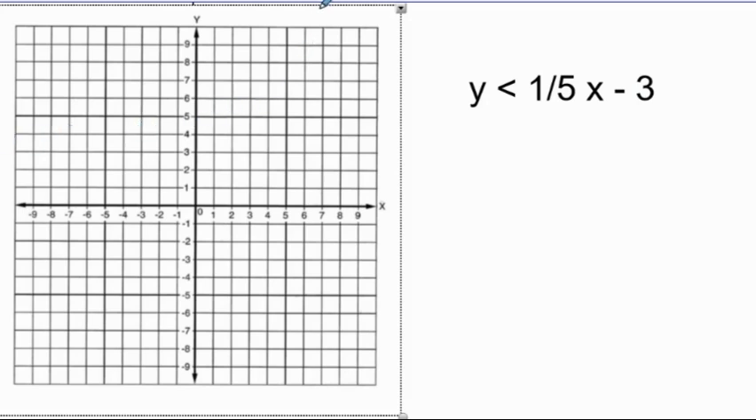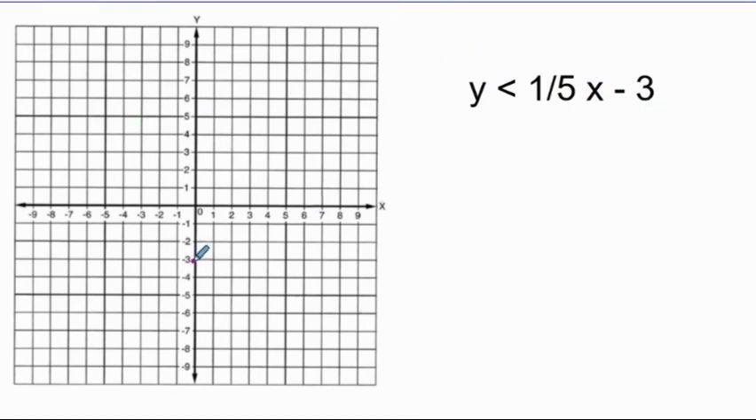Okay, so here's one for us. Y is less than or equal to 1/5 x, take away 3. So we know that before, we go to the y-intercept of 3, go up 1 over 5. 1, 2, 3, 4, 5, up 1 over 5. There we go. And now I'm going to draw my line. And I notice right away that that is a less than. It's a dashed line, so I'll use my dashed line. It's going to look like this.